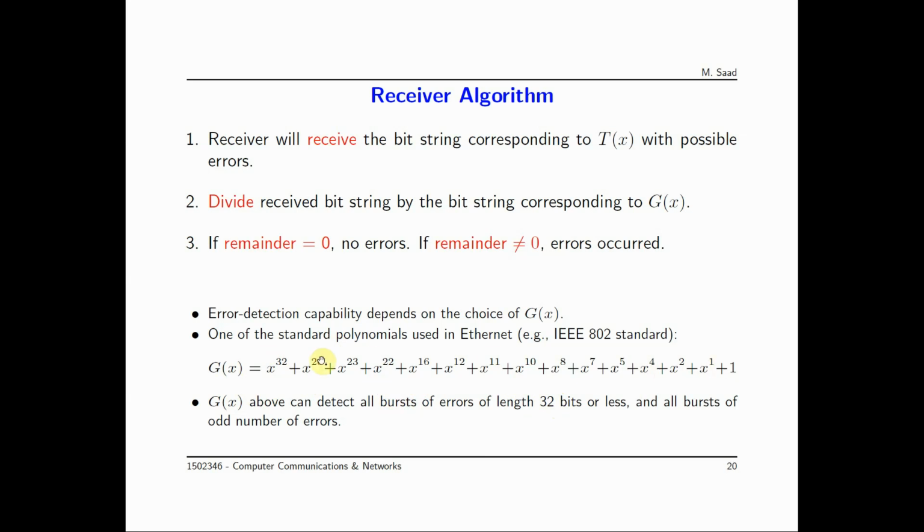So what this means is that if I get 32 errors or less, one after the other, and then the receiver divides by the generator, it will really get a non-zero remainder. And also all bursts of an odd number of errors, not necessarily 32 or less, any number of errors that are odd, so 1 or 3 or 5, or 33 or 35 or 101 or 1001, any odd number of errors that appear as a burst, one after the other, can always be detected using this generator polynomial.